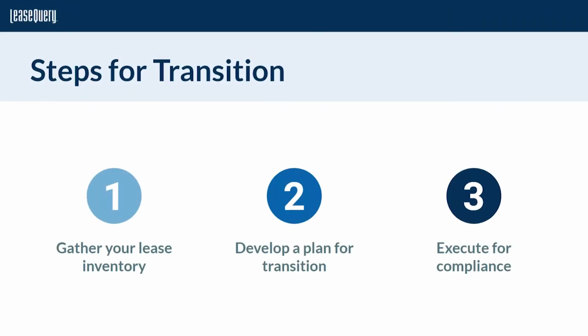Regardless of whether you are a small or large organization, the transition project should ultimately consist of the 3 following steps. 1. Inventory your leases. 2. Make a plan for recording all of your leases on the balance sheet as lease liabilities and right-of-use assets. And then 3. Execute your plan in time to meet your compliance deadline.